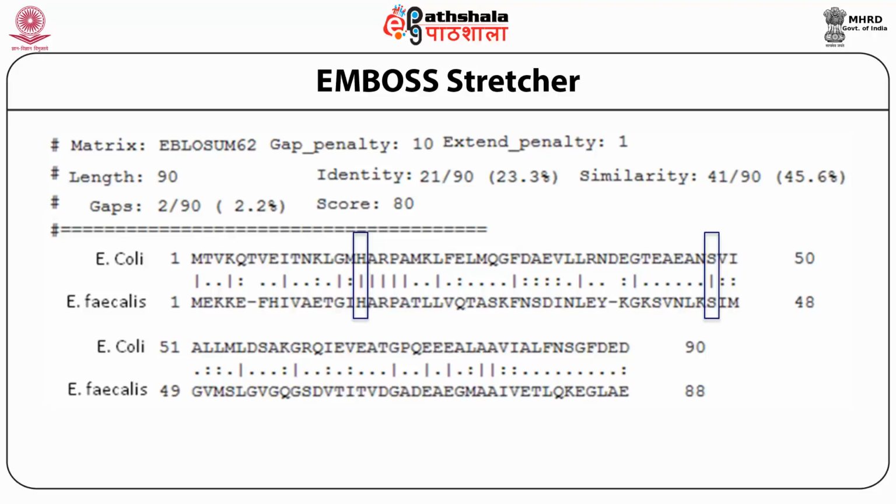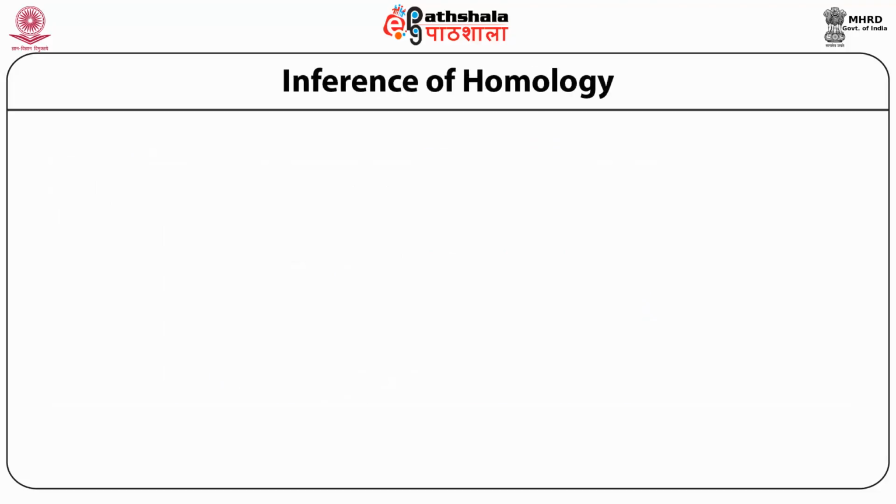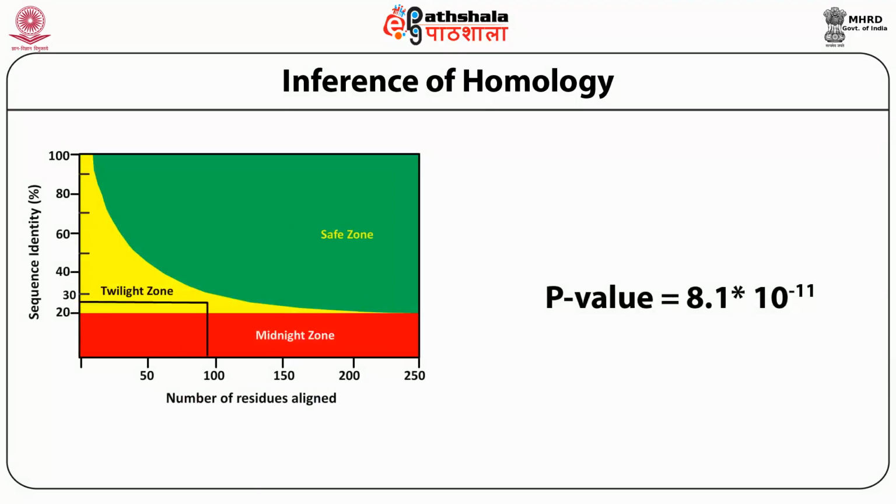The histidine and serine residues, which are involved in the functioning of HPR in different pathways, are aligned in the same columns. The 23.3% identities for the overlapping alignment length of 90 positions fall in the yellow twilight zone. Therefore, it is not safe to infer that two sequences are homologous from this XY graph.